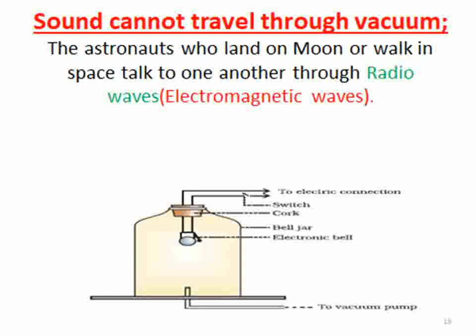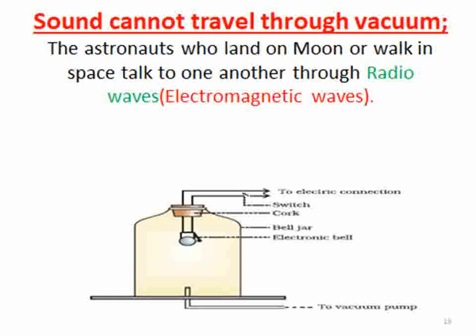This is another activity. It proves that sound cannot travel in vacuum. There is a transparent glass bell jar in which a vacuum pump is connected and an electric bell is kept inside it. When the air is present inside the bell jar and the electric bell is switched on, then sound is audible outside.